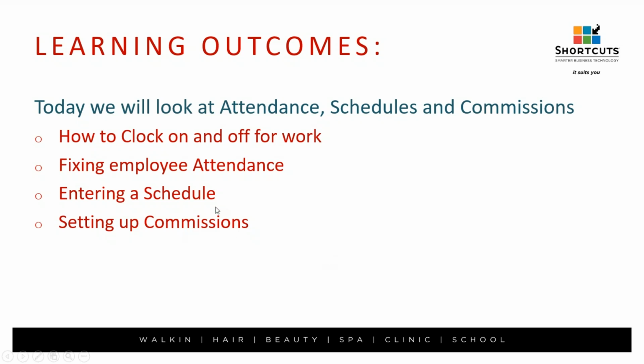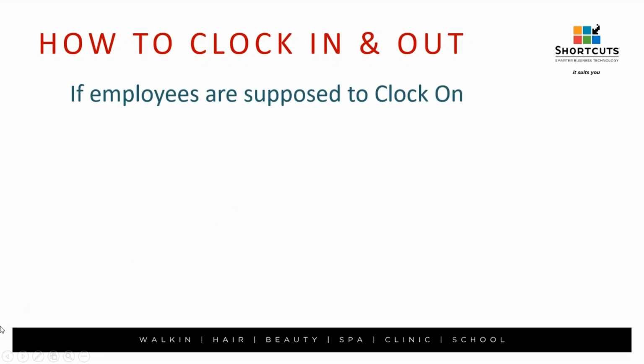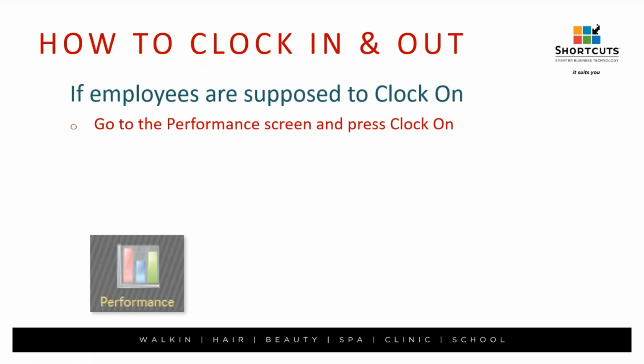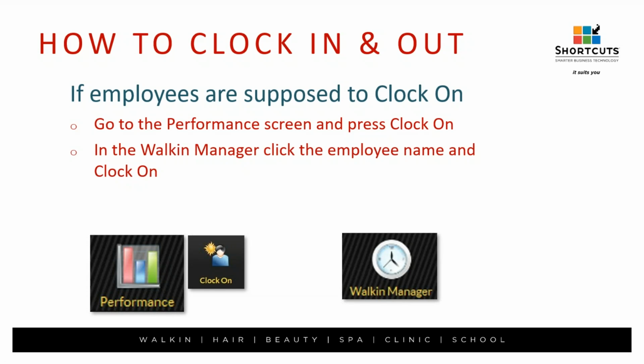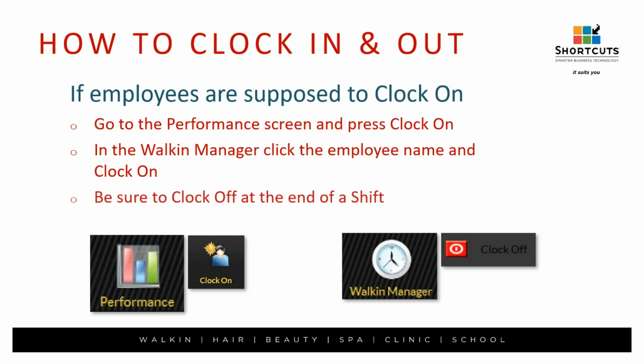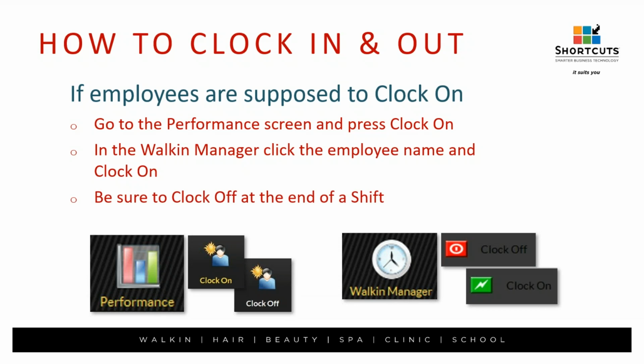So let's go down the list. The first one: how do you clock in and out of Shortcuts? There's actually multiple ways to do this, and it's very easy. If you go to the performance button, there is a clock on button. Also, if you are using the walk-in manager, you can select the employee's name at the bottom of the screen and clock on. At the end of the day, all the staff member has to do is return to the performance button, choose their name and clock off, or go to the walk-in manager, choose their name and clock off. So in either scenario, whether you're using the traditional appointment book or the walk-in manager, you're able to get your staff to clock in and clock out at their correct times.